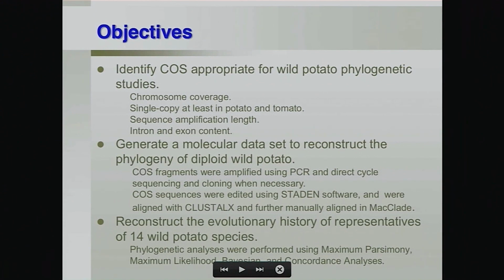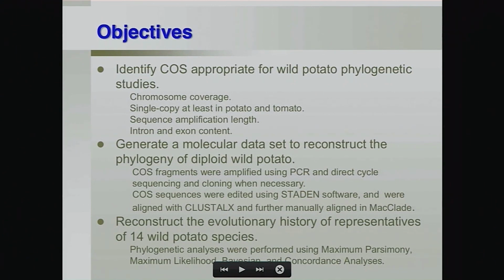Then what we did, first of all, chromosome coverage, because sometimes we get the same results, the same evolutionary history, because we are using genes that are in the same chromosome or in the same region. So those are not useful. First of all, we needed to cover the majority of the chromosomes. Second, they have to be single copy, at least in potato and tomato.